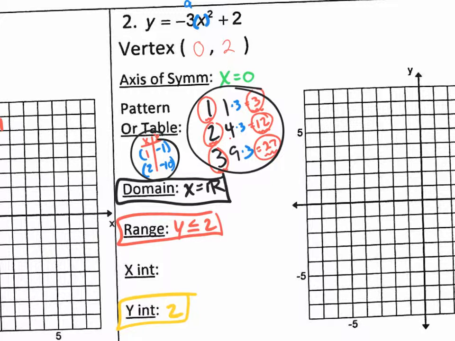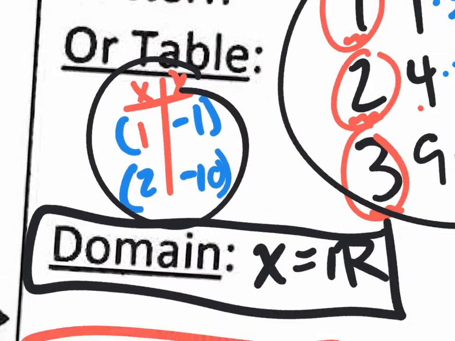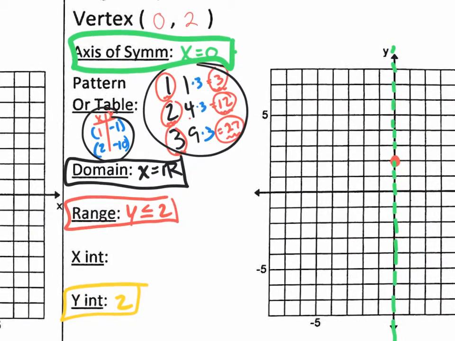Okay. Anyway, let's actually graph now. So 0, 2. 0, 2 is right here. Axis of symmetry is right through it. We said it's the x equals 0 equation right there. We need more coordinates. Did you guys want to go with the xy table right here? Or did you want to use the pattern 1, 3, 2, 12? Pattern? Okay. Either way, check this out, guys.